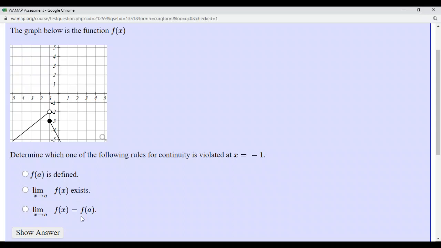So among these two, the choice in the middle, the limit doesn't exist, is higher priority compared to the bottom one, because the bottom rule fails simply as a consequence of the middle rule failing. And in that way, that's how we can tell the correct answer. Allow me to bring up the actual answer. And yes, the rule that's being violated here is that the limit exists, but it does not, as I proved earlier.